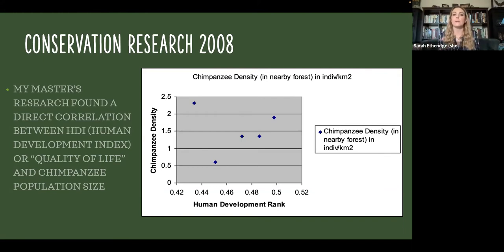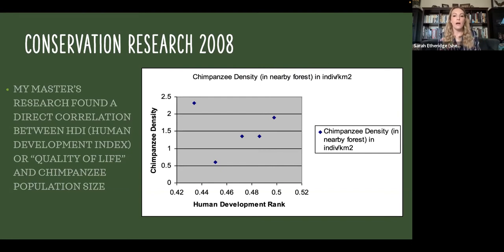So I started thinking about this idea of investment, and I looked at the humans in the area as well as the chimpanzees. And there's something called the Human Development Index or Human Development Rank. I'm going to call that HDI. And it's basically a quantifiable way to measure quality of life. How happy and healthy are people?